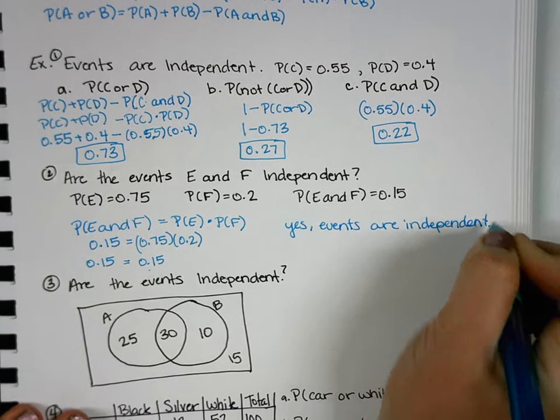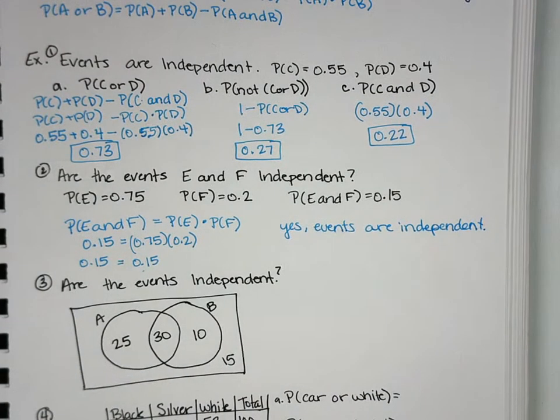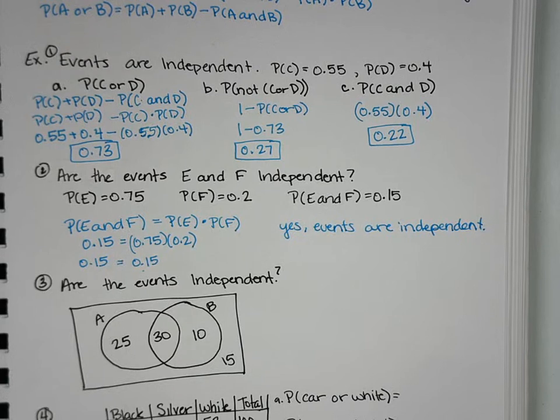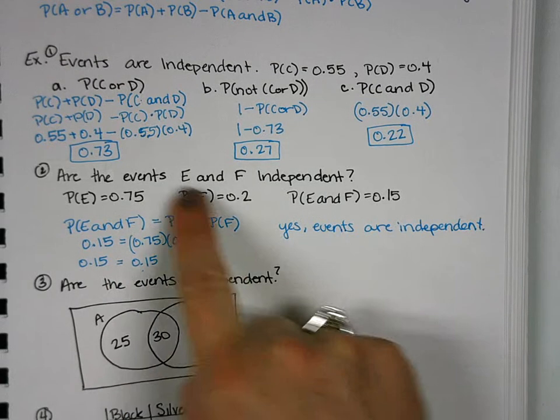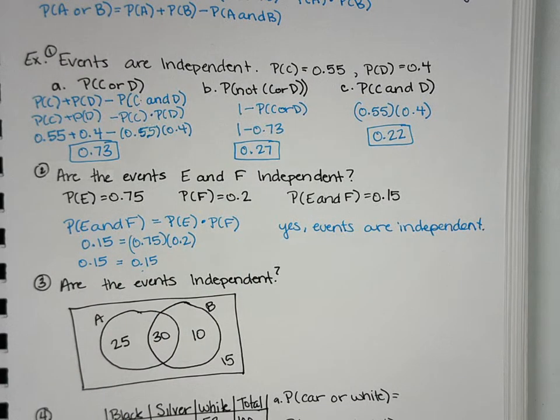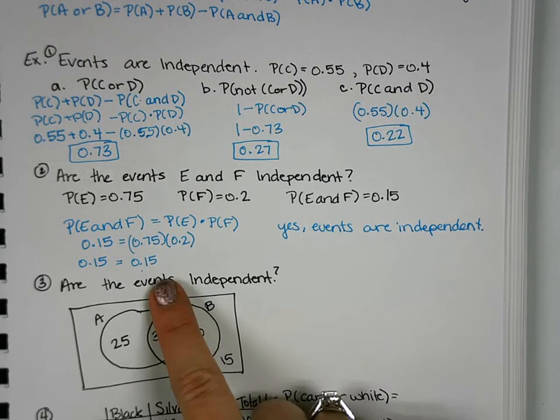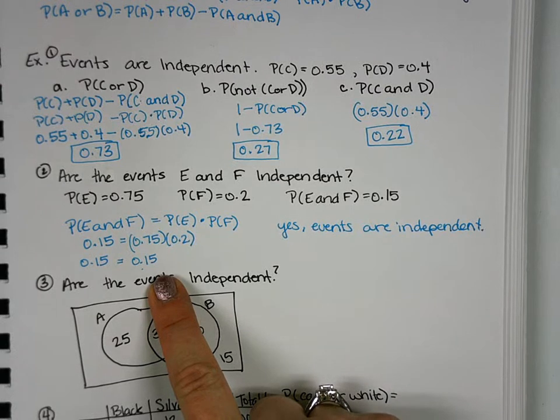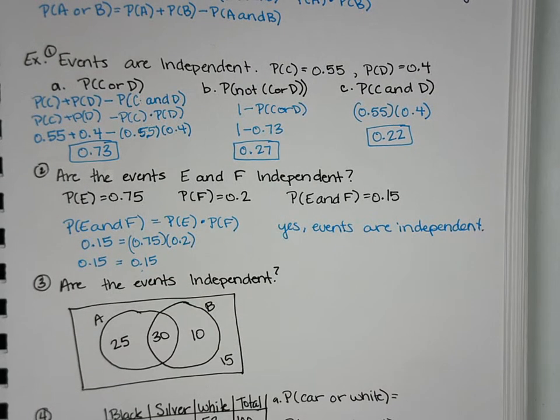What you're going to see in the directions on your homework as well as on your quiz and test is it's going to say justify algebraically. This right here is our algebraic justification. It's showing that the two sides of the equation equal each other. So when it says that, this is what it's asking for. And that's all there is to the test for independence. You're just checking those two things and seeing if they equal.